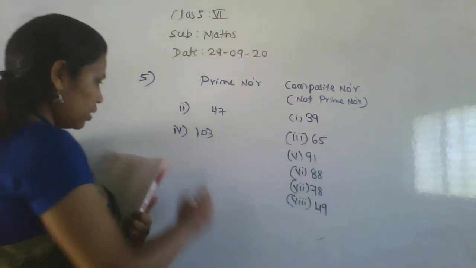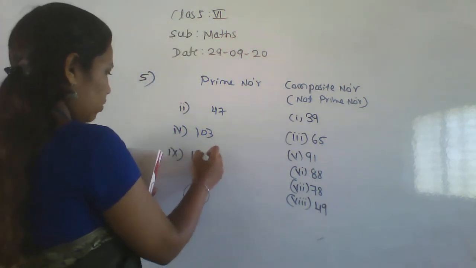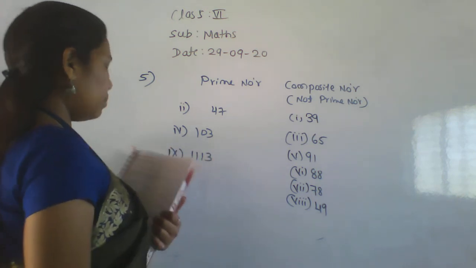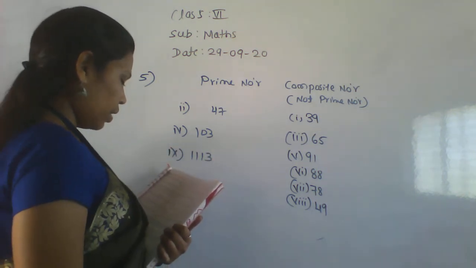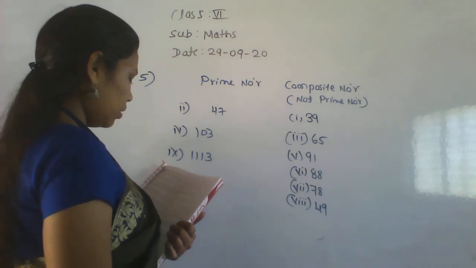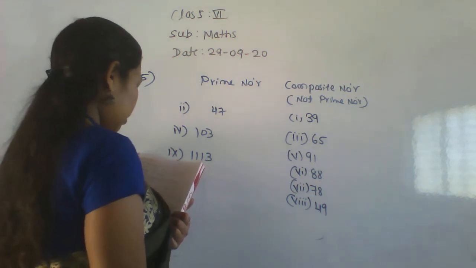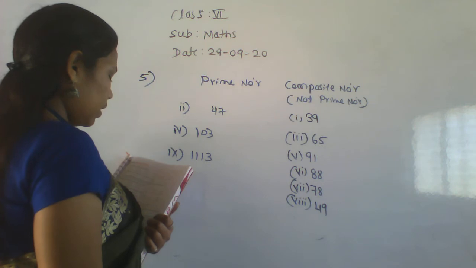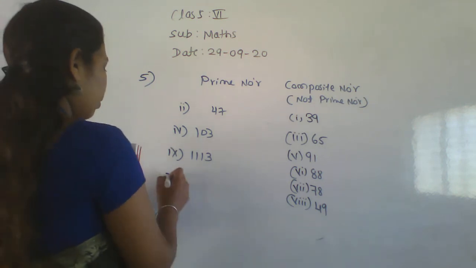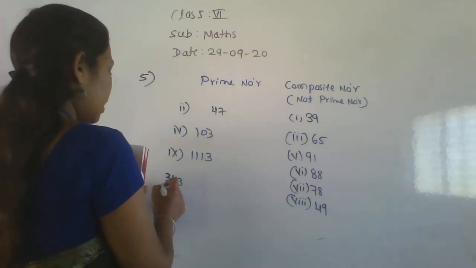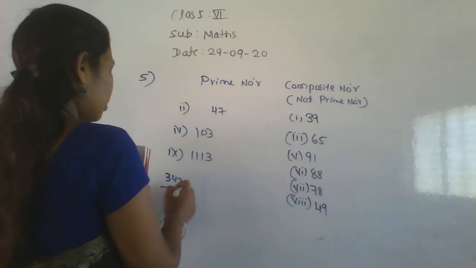Next, after that, this is 113. So it is a prime number. It is not divisible by any number. Okay, next one, that is the tenth, 343. 343 is divisible by which number? 7.